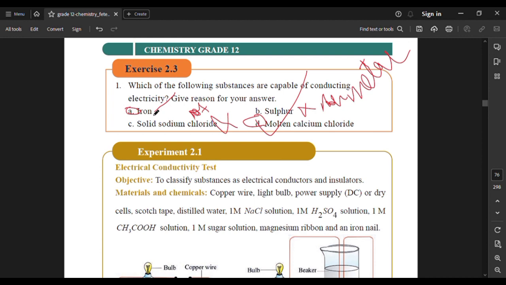So the first one, iron, is conducting electricity. The second one, sulfur, does not conduct electricity because it is a non-metal. And solid sodium chloride does not conduct electricity, because when it is melted or dissolved, the ions of sodium chloride become mobile and capable of carrying electricity. And the other one, molten calcium chloride, conducts electricity.